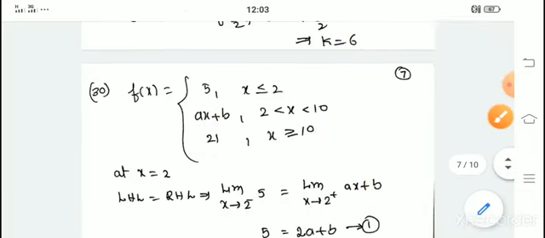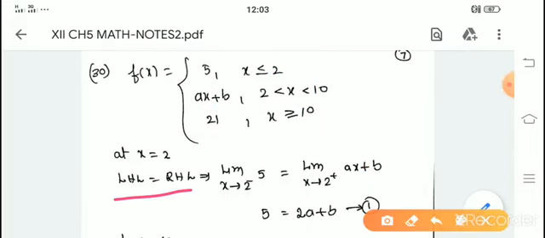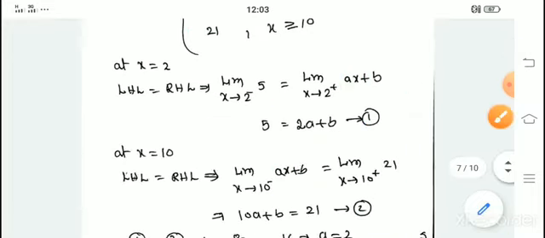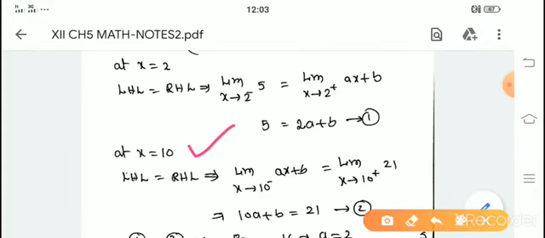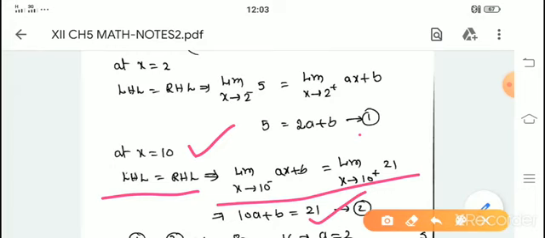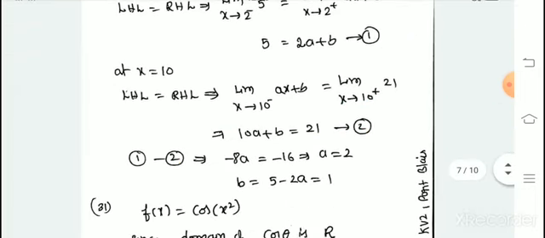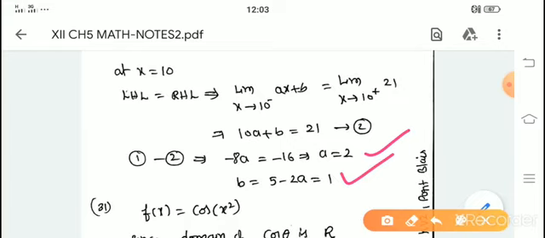First at x equal to 2, take left hand limit equal to right hand limit. Left hand limit is 5, right hand limit is ax plus b, so substitute x equal to 2 in this. So 5 equals 2a plus b, name it as 1. Next, at x equal to 10, LHL is equal to RHL. The same way you did it, one more relation will come. Now 1 and 2 will be there. You solve 1 and 2, then you get a and b values. It is very easy to understand. The solution is also very clearly explained and written over there.